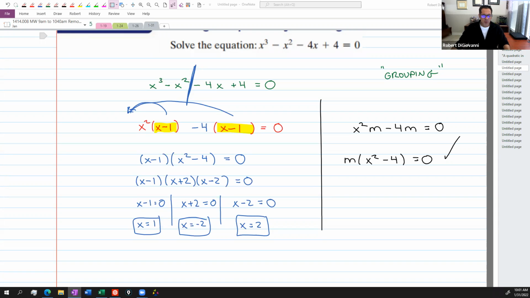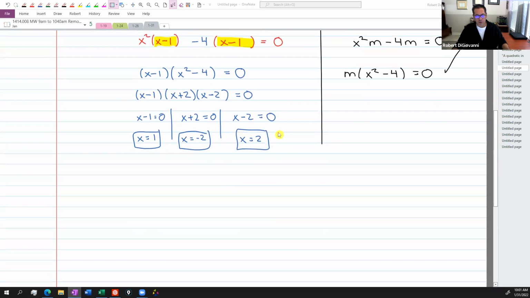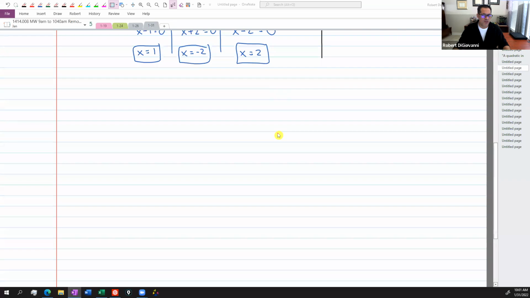Question for you. Does grouping always work? Like if you have four terms, is grouping always going to work? So if I make up a problem like this, x cubed minus 3x squared plus 4x minus 5 equals 0. This is four terms. I try grouping here. Is it always going to work for me?